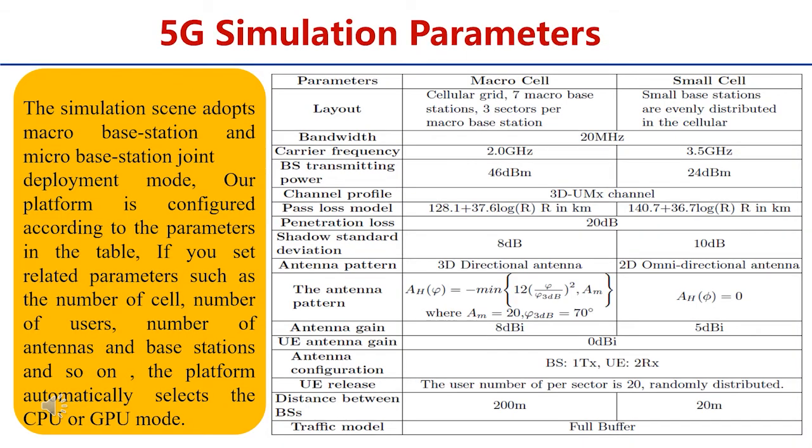The simulation scheme adopts macro base station and micro base station joint deployment mode. Our platform is configured according to the parameters in the table. If you set related parameters such as the number of cells, number of users, number of antennas, and base stations, and so on, the platform automatically selects the CPU or GPU mode.